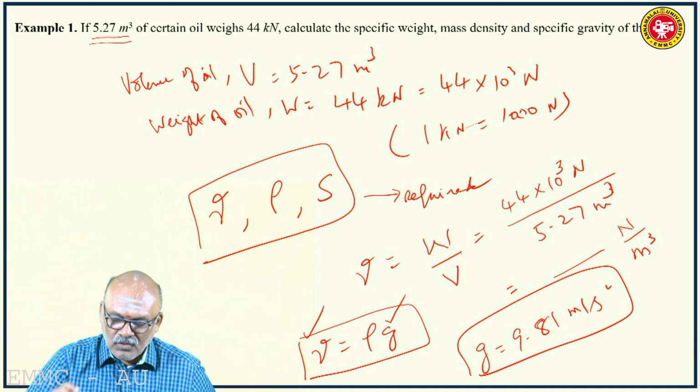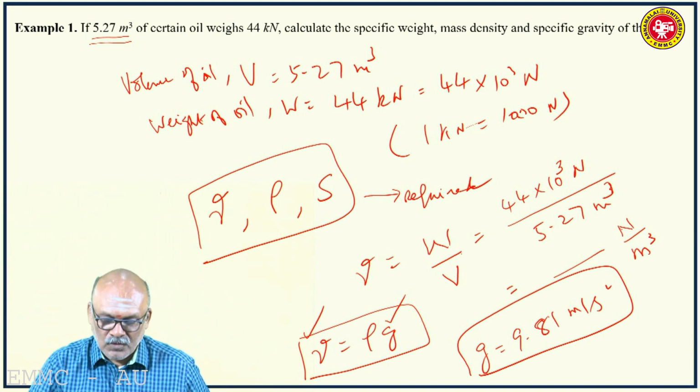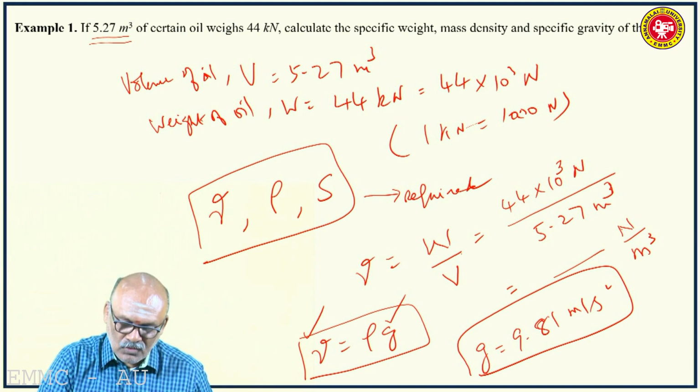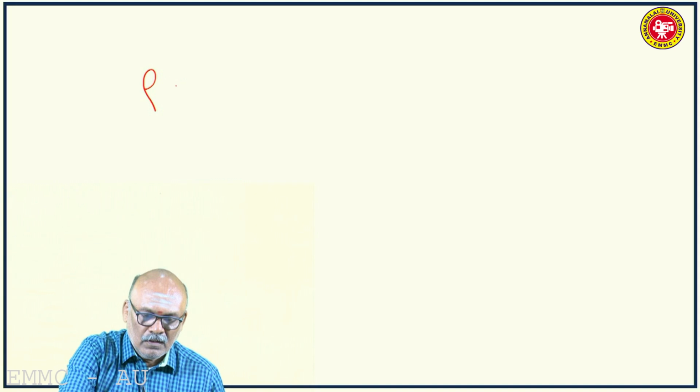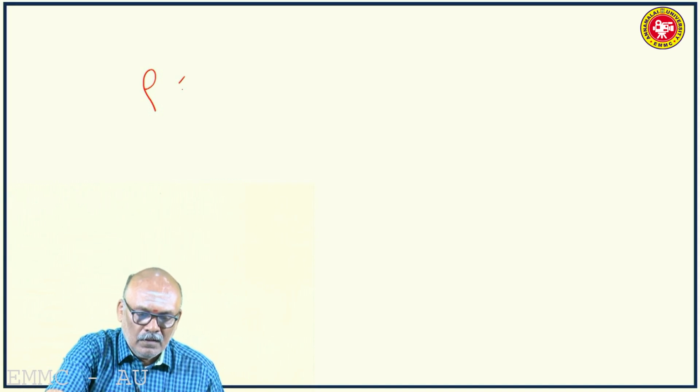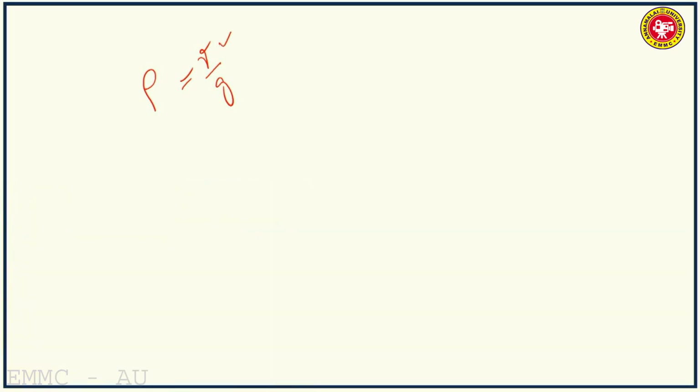So G is also known. So what is the unknown? Rho is the unknown. So how to determine rho? Rho is equal to gamma by G. So gamma is known, G is assumed. So we get rho. What is the unit of rho? This value is in kilogram per meter cube.